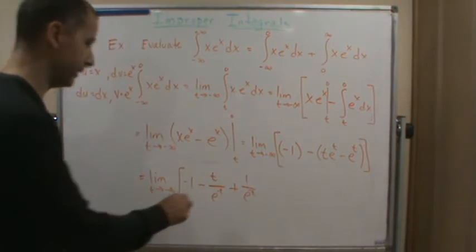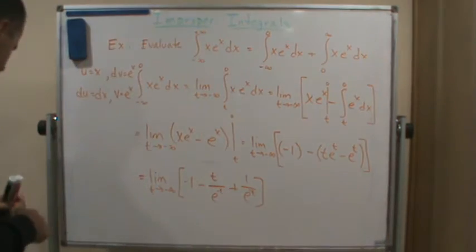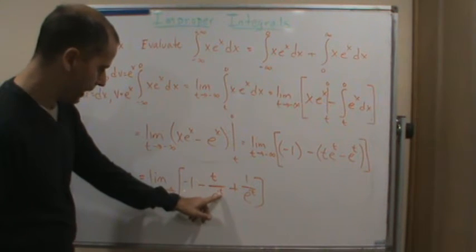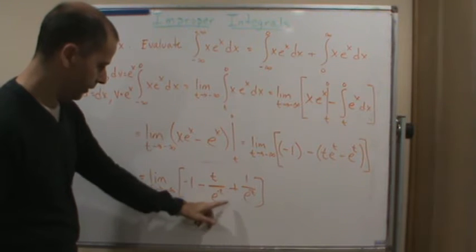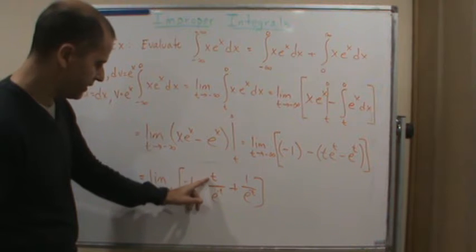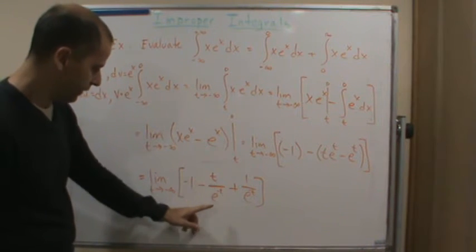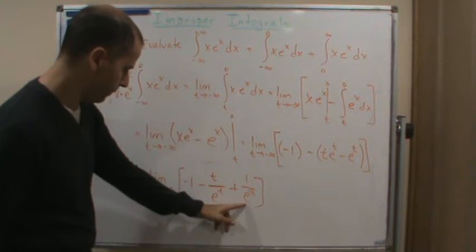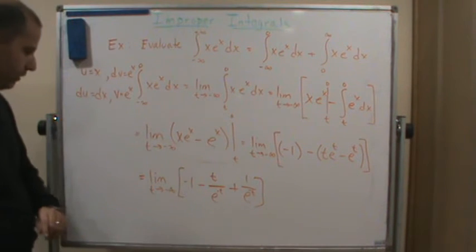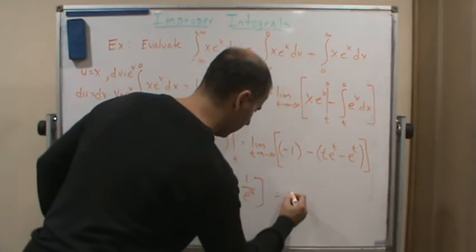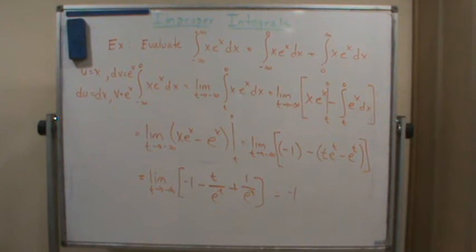Okay, so why do I write it this way? Because as t goes to negative infinity, e to the negative t goes to positive infinity, but it's in the denominator. Even though the top is going off to infinity as well, the denominator is growing much faster. And so this goes to 0, and this goes to 0, and guess what we end up with? We end up with negative 1. So it converges. So this part is good.